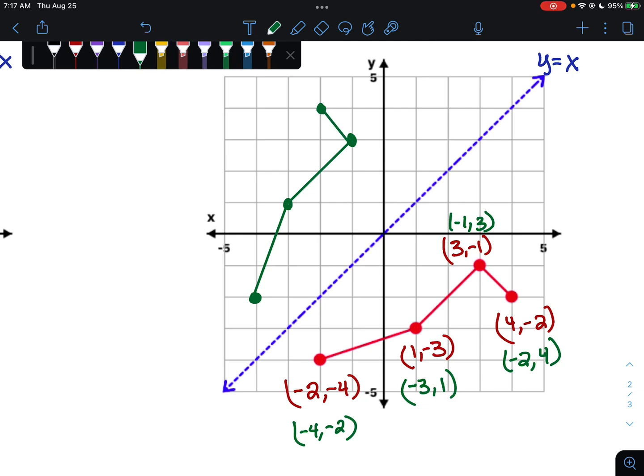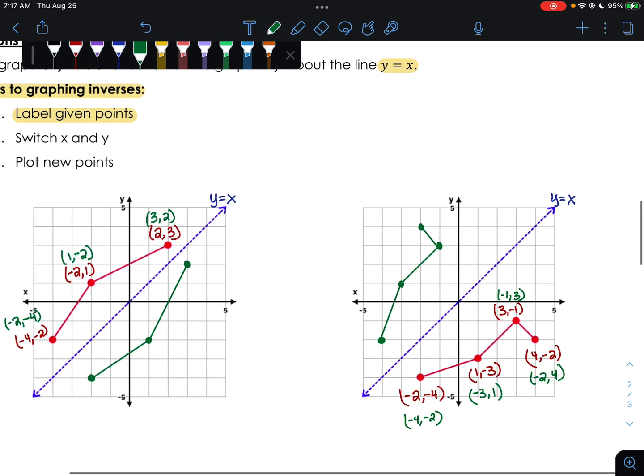Okay, so if we look at that, if we were to fold it over that line y equals x, everything on the left would match everything on the right. So that's how we would do inverses of graphs.